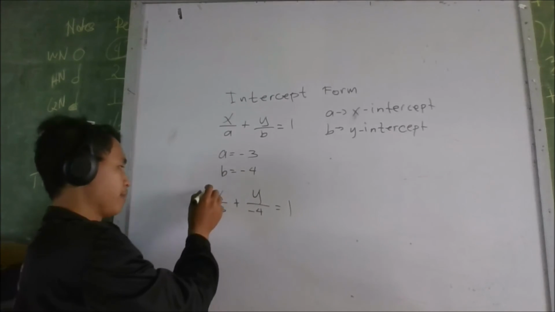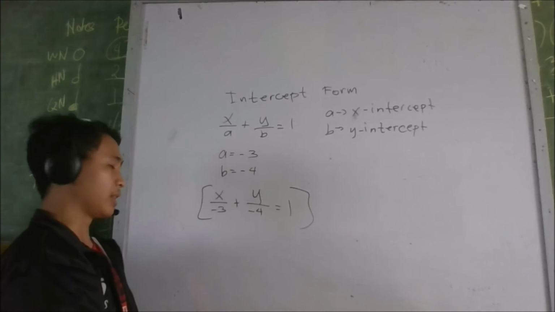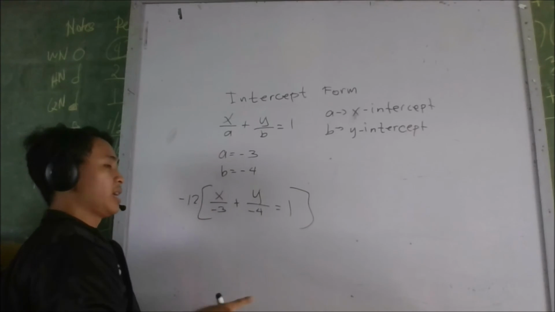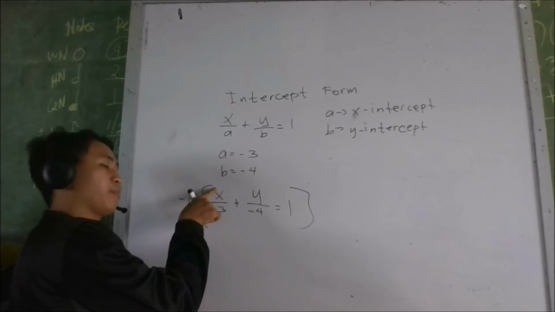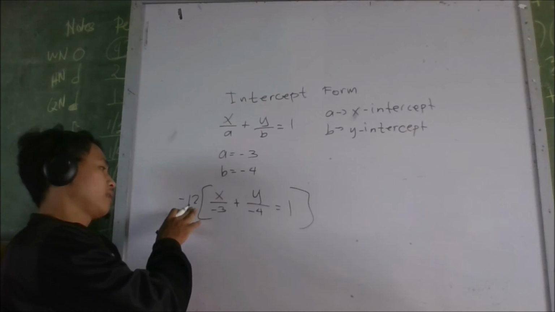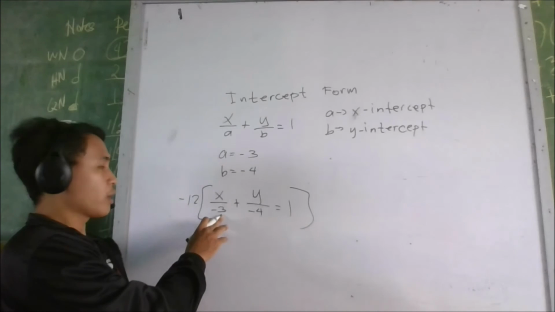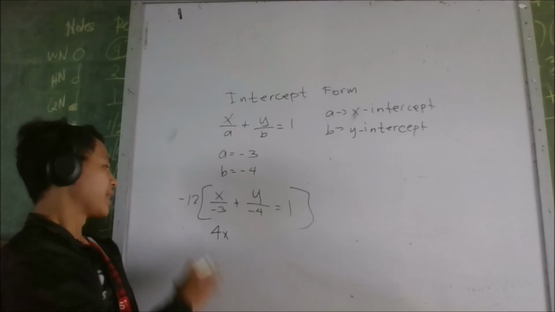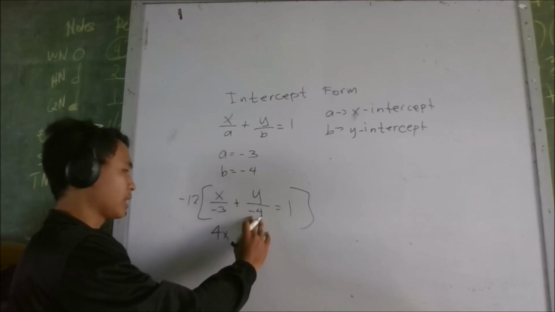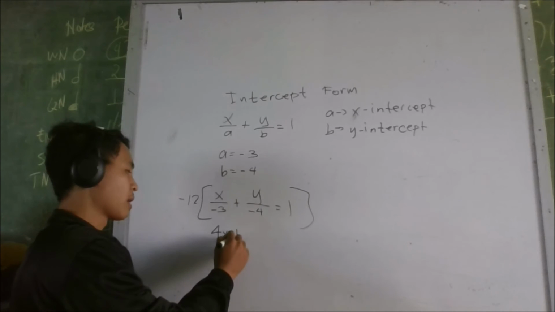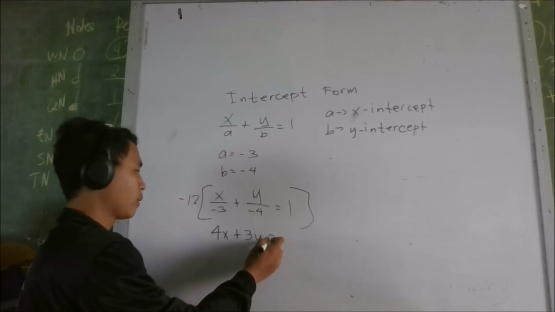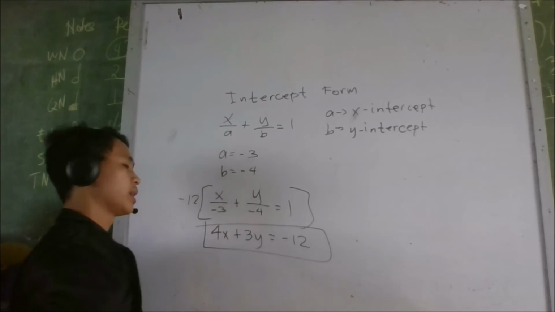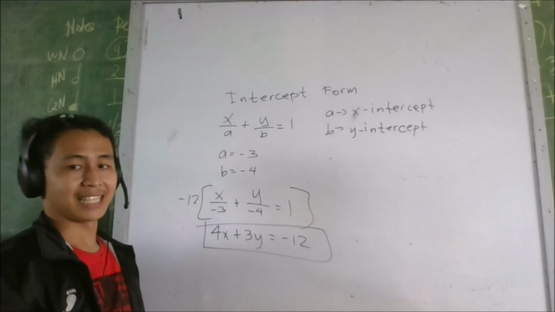Okay? And then, multiply this again by the LCD. Ano yung LCD ng negative 3 tsaka negative 4? Let's say that is negative 12. Okay? Negative 12 kasi para negative maging positive yung x. Now, negative 12 divided by negative 3 is positive 4. Multiplied by x is positive 4x. Right? Negative 12 divided by negative 4 is positive 3. Multiplied by y is positive 3y. Equals negative 12 times 1 is negative 12. So therefore, this is our standard form of equation of the line.